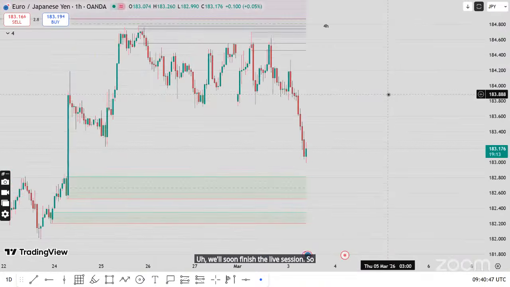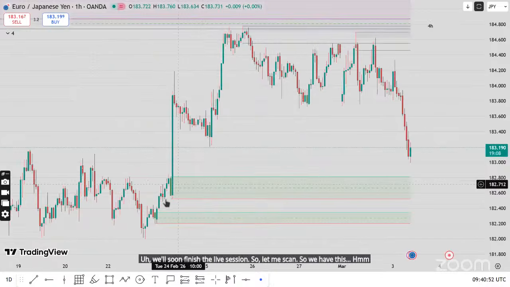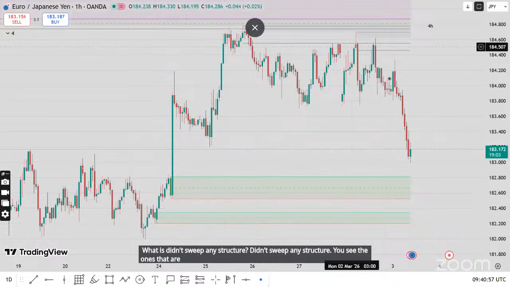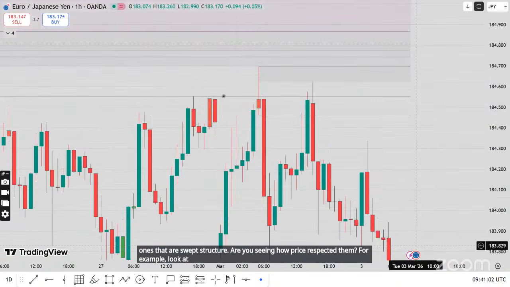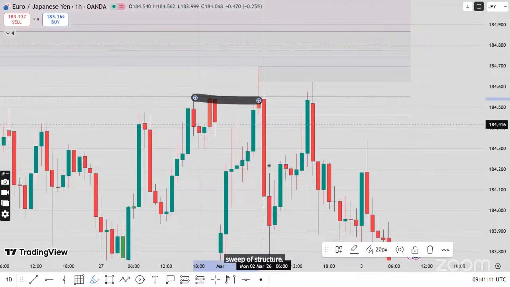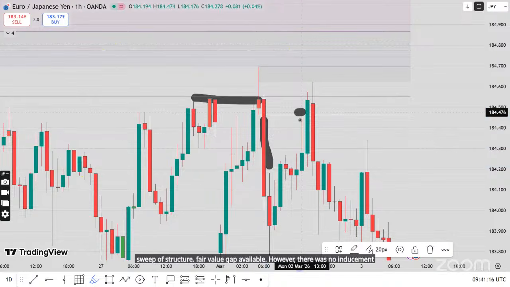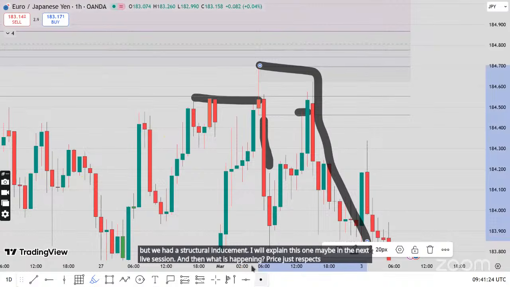Let me scan. So we have this, but this didn't sweep any structure. You see the ones that swept structure, are you seeing how price respected them? For example, look at this engulfing over here. Sweep of structure, fair value gap available. However, there was no inducement, but we had a structural inducement. I will explain this one maybe in the next live session. And then what is happening? Price just respects it.